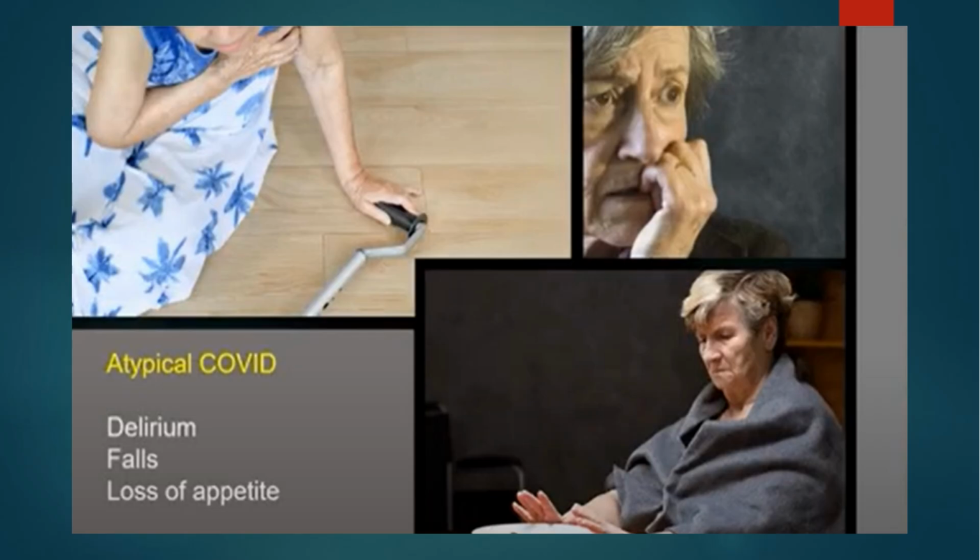In the older adult, it's so important to recognize that atypical COVID can be represented by change in mental status, delirium, or falls. Also, loss of appetite is represented by this older adult pushing her plate away. Anorexia is also an important atypical manifestation of COVID that we need to keep in mind. If anybody has those types of symptoms, they should be evaluated for COVID immediately.